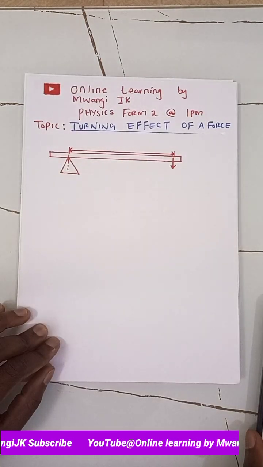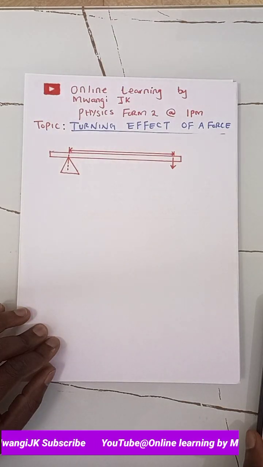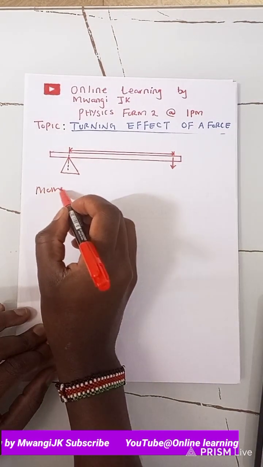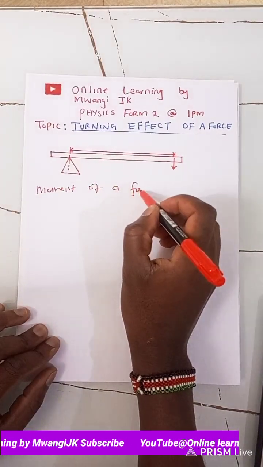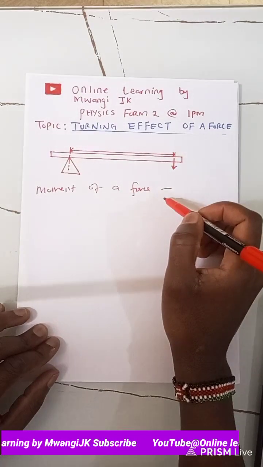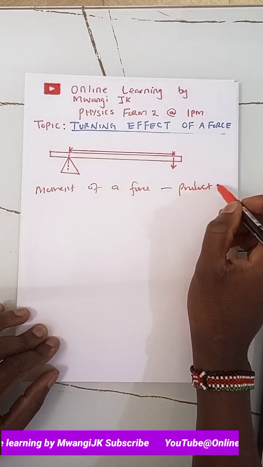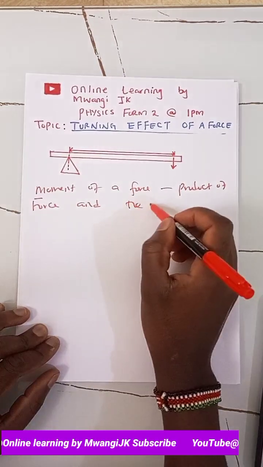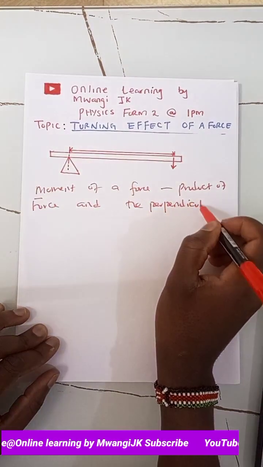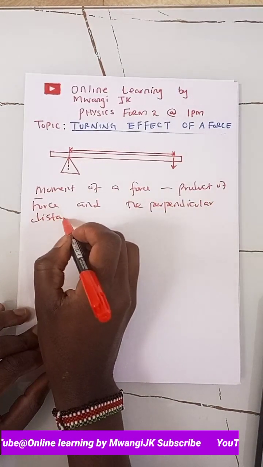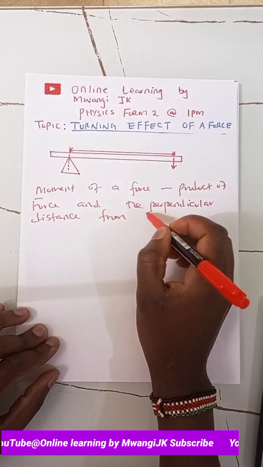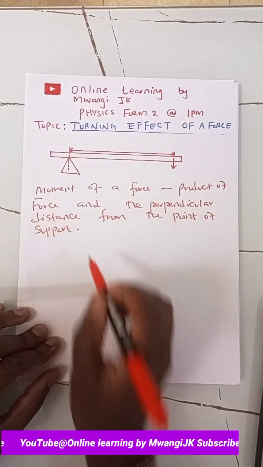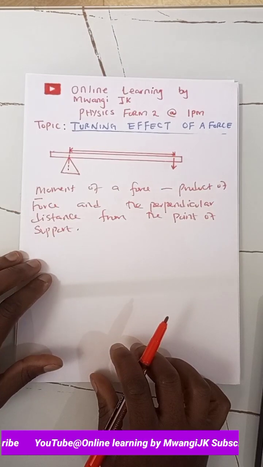It is defined as the product of force and the perpendicular distance from the point of support. Moment of a force is the product of force and the perpendicular distance from the point of support.